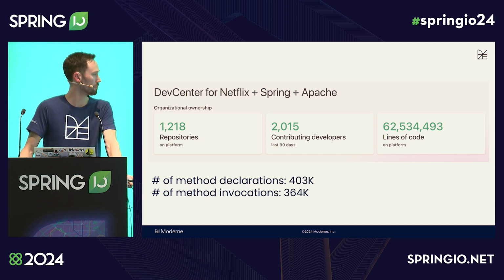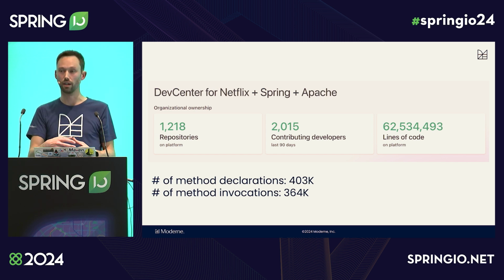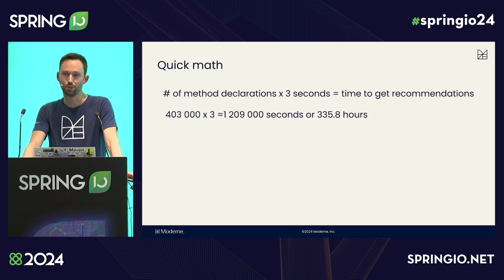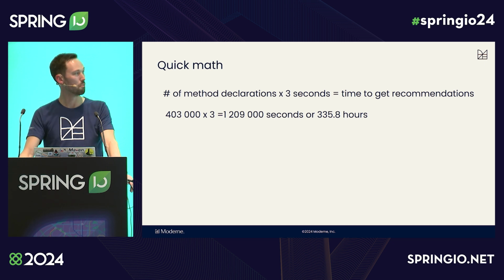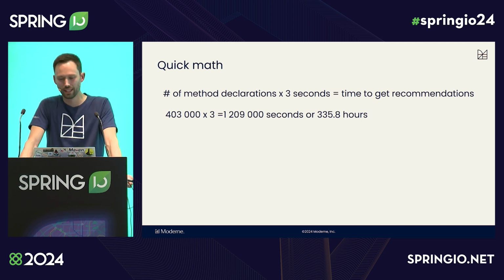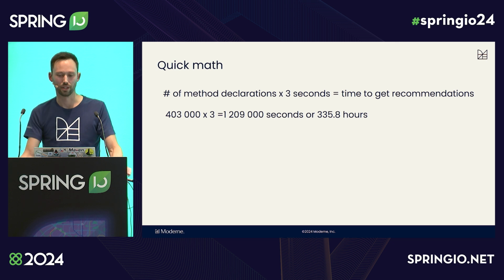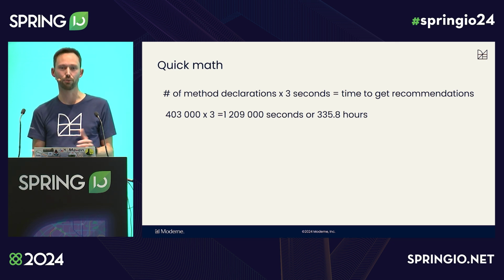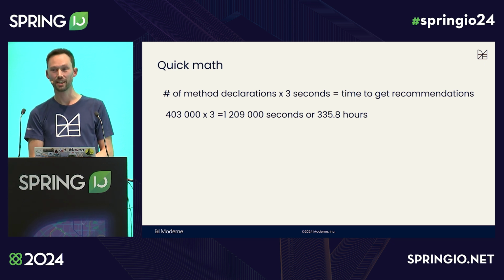And for that, we are going to first extract the 400,000 unique method declarations, and then we're going to do some quick math. 400,000 method declarations, maybe some 3 seconds to get recommendations for each individual method. Multiplied together, that is some 335 hours. Clearly, this is not going to work. No one is going to wait 2 weeks to get some recommendations, and even if we speed it up by 50%, that is still a week. That's just not going to work.